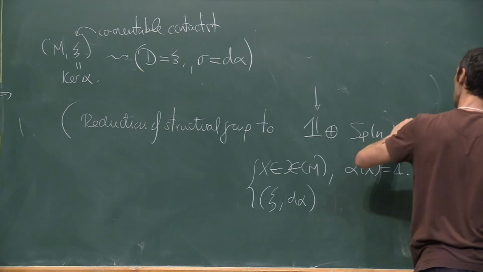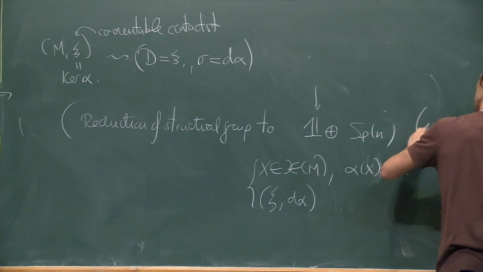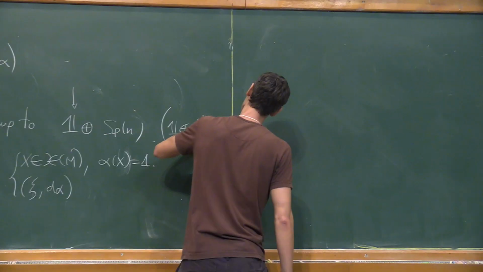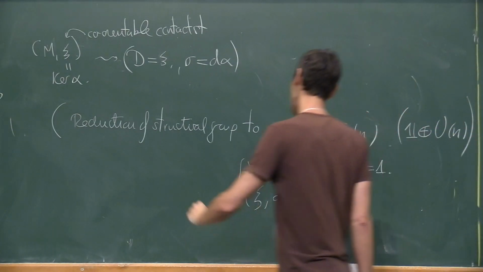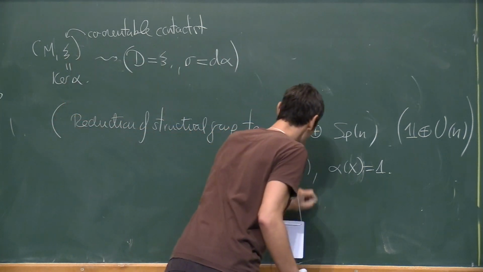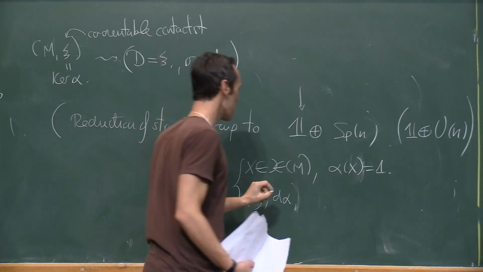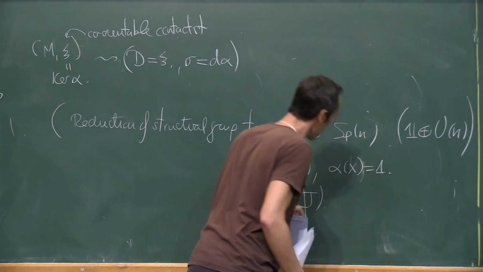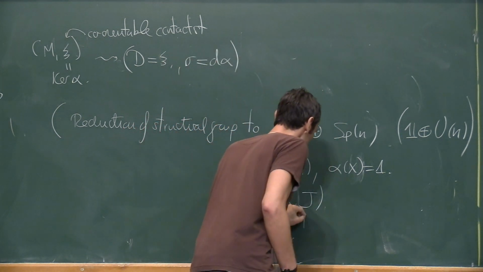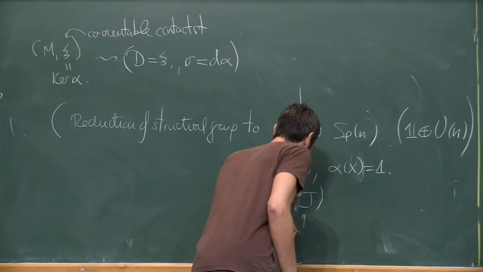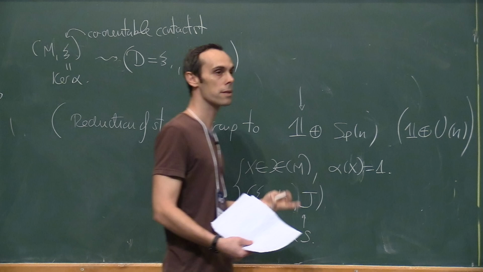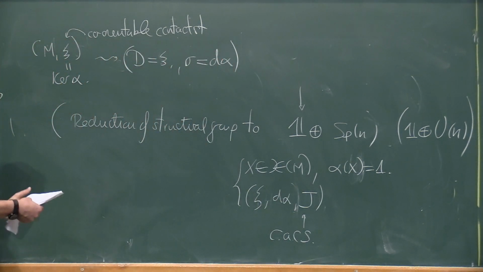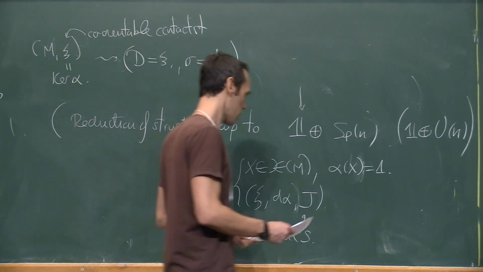Moreover, we know that symplectic frames can be reduced to unitary frames using compatible almost complex structures. So if you have a vector bundle with a linear symplectic structure, you can always find a compatible almost complex structure. And this results in a reduction of the structural group to this subgroup. Okay.